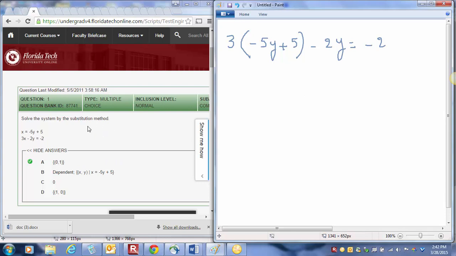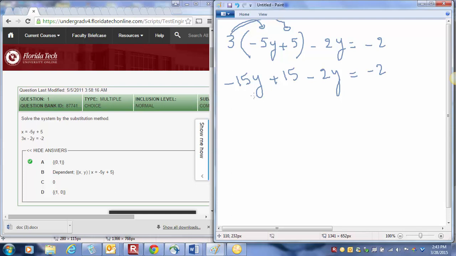Alright, the system we need to solve using substitution. So we're going to substitute x here in the second equation. So instead of x here, I'm going to put negative 5y plus 5. That's what I did here. And I want to solve for y, because the only variable is y now. So let's distribute this 3. That would be negative 15y plus 15 minus 2y equals negative 2.